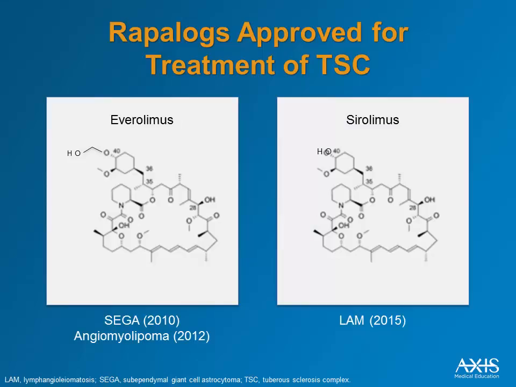The two mTOR inhibitors that we use, as I mentioned, that are approved in TSC are everolimus and sirolimus. They have very similar molecular structures, and they both are very effective inhibitors on the pharmacological level of mTOR, and particularly the complex of mTOR that's important for many of the manifestations of TSC that we've been talking about, which is called mTOR complex 1 or TORC1. And as I mentioned, SEGA was an approved indication for everolimus in 2010. Angiomyolipoma was an approved indication in 2012. And then most recently, LAM, or lymphangioleiomyomatosis, got FDA approval for sirolimus in 2015.